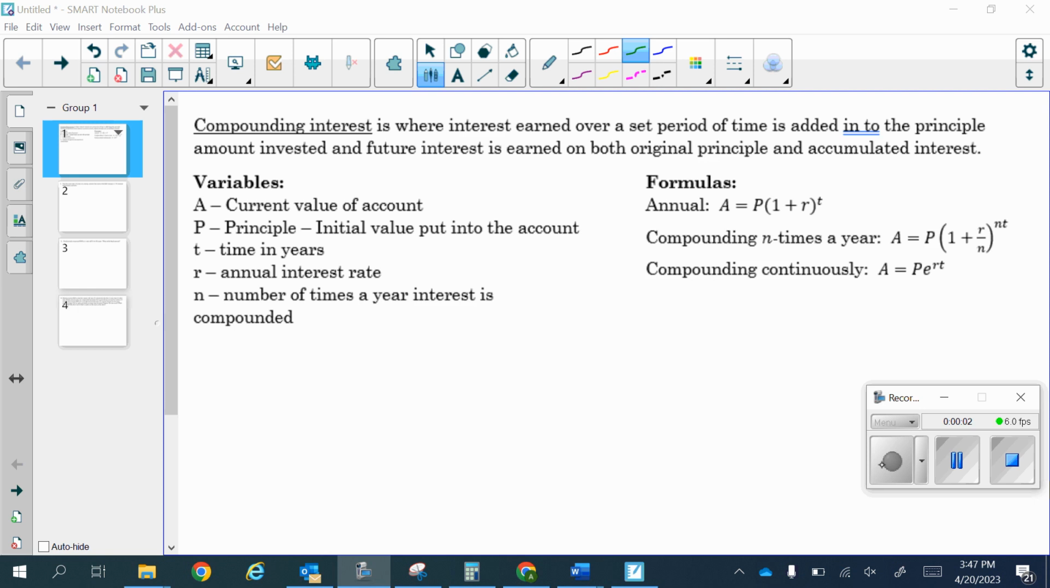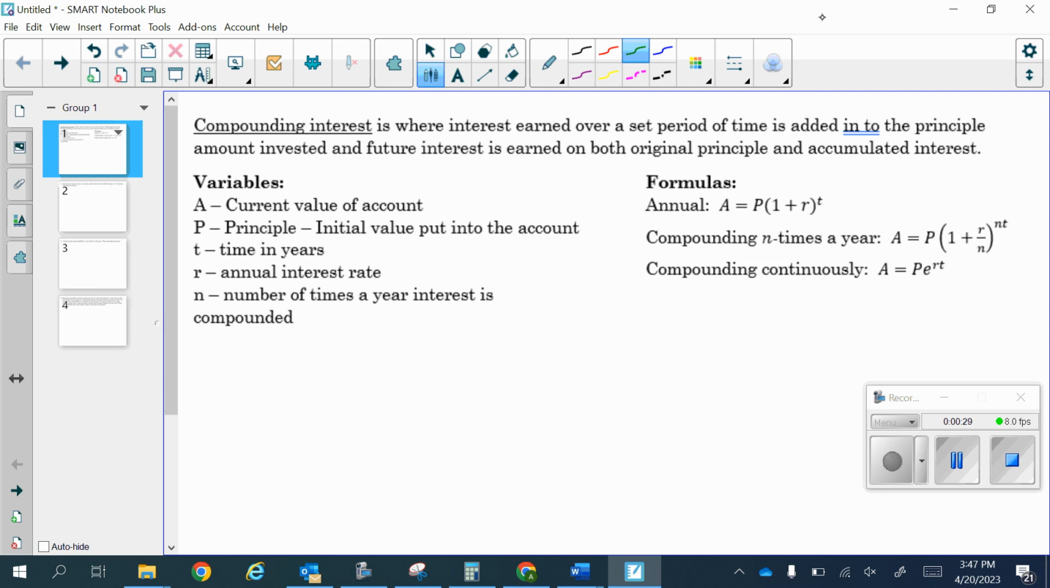How's it going, guys? I want to go over a few problems on this compounding interest sheet, since I'm not there to help you guys out. So I just want to go over a few problems and kind of explain what these formulas mean and what interest really is. So compounding interest is where interest earned over a set period of time is added into the principal amount invested, and future interest is earned on both the original principal and accumulated interest.